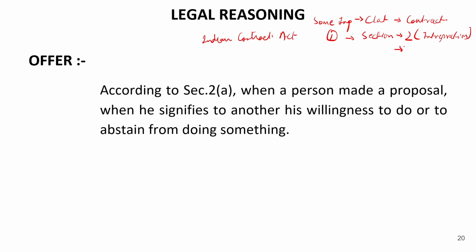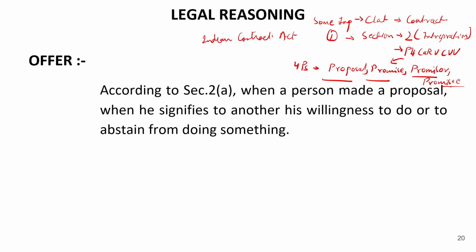The mnemonic for remembering that particular section is the 4 P's, which stand for proposal, promise, promiser, and the promisee. As you know, we have already discussed what is the proposal, what is a promise, what is a promiser, and what is a promisee.